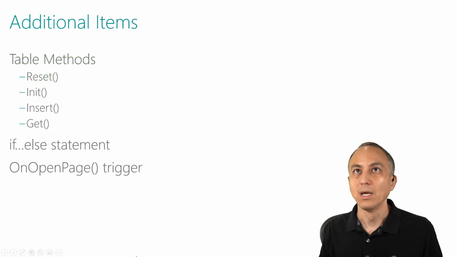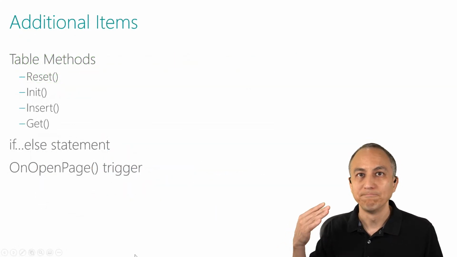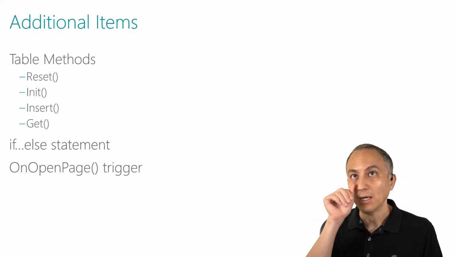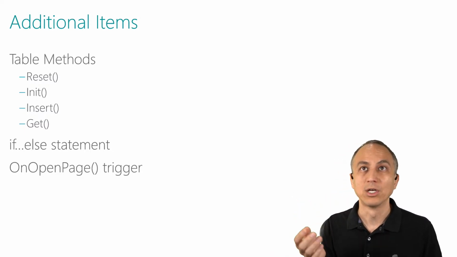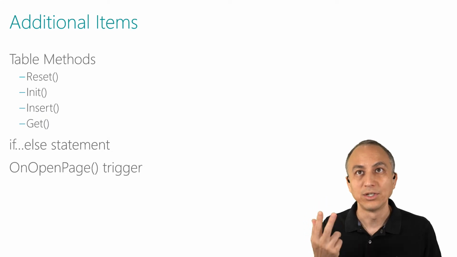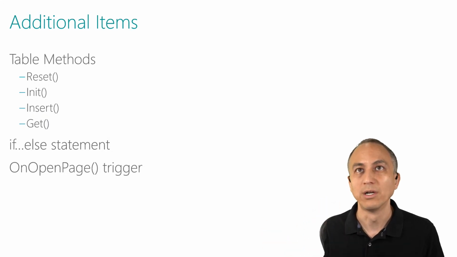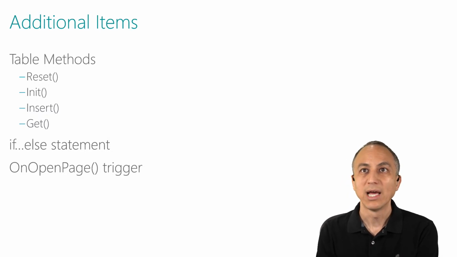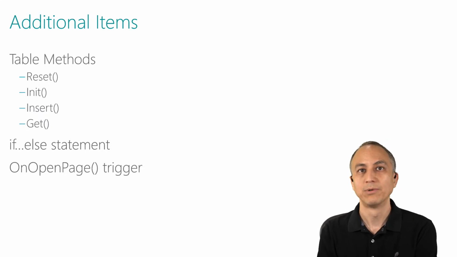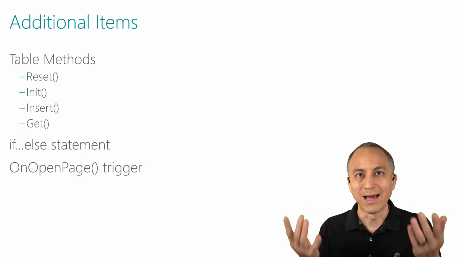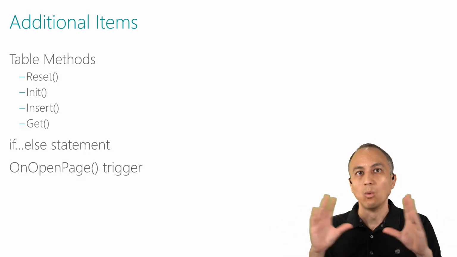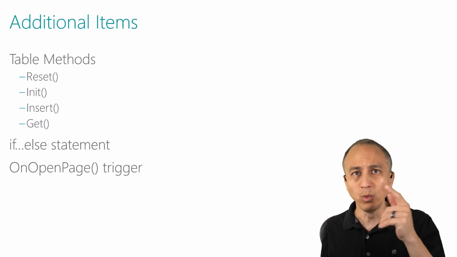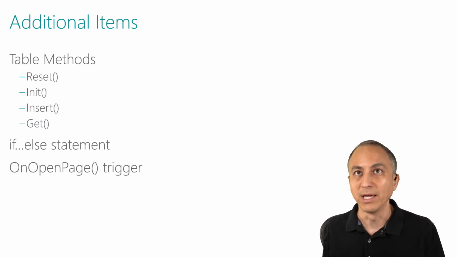And he also lists some additional information for the upcoming development of our first few tables and pages. First is some table methods: reset, init, insert, and get. I'm assuming we'll learn about those. We have the if-else statement in AL. Then we have the onOpenPage trigger, where presumably we'll have some code, some action, some activity that occurs when the page first opens, such as maybe we'll load a record and populate some fields on the page.